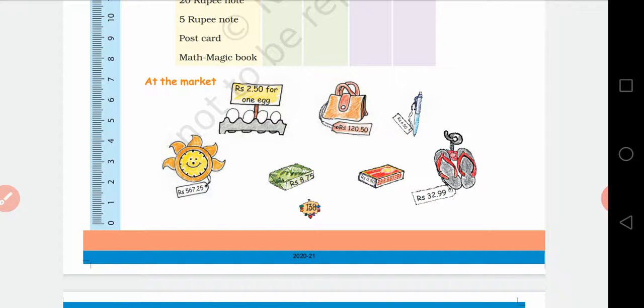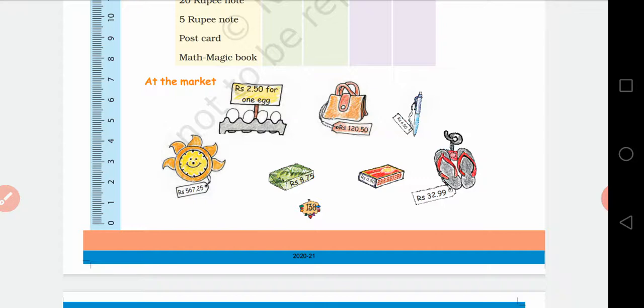So this chapter is tenths and hundredths. We have already learnt about tenths. Now we are going to learn about hundredths. So before starting At the Market, let us have a discussion about rupees and paise.